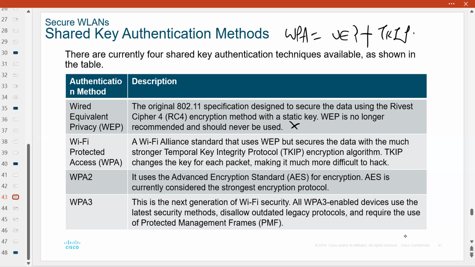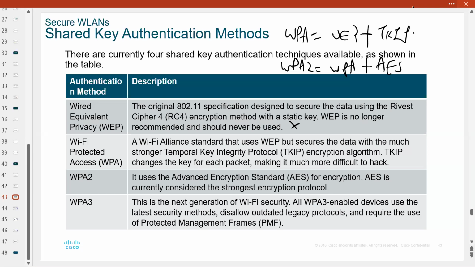The version 2, another improvement. Instead of using the TKIP, the version 2 is basically the version 1 plus the AES encryption protocol. As we go from 1, 2, 3, the encryption protocols improve, so you cannot easily read the information which is being sent over the network. So WPA2, WPA plus the advanced encryption standard.